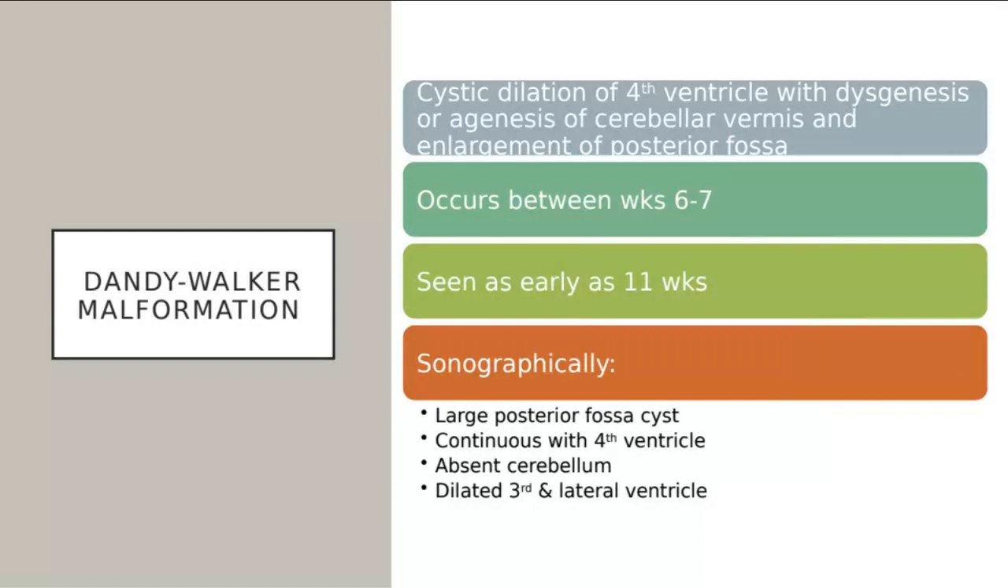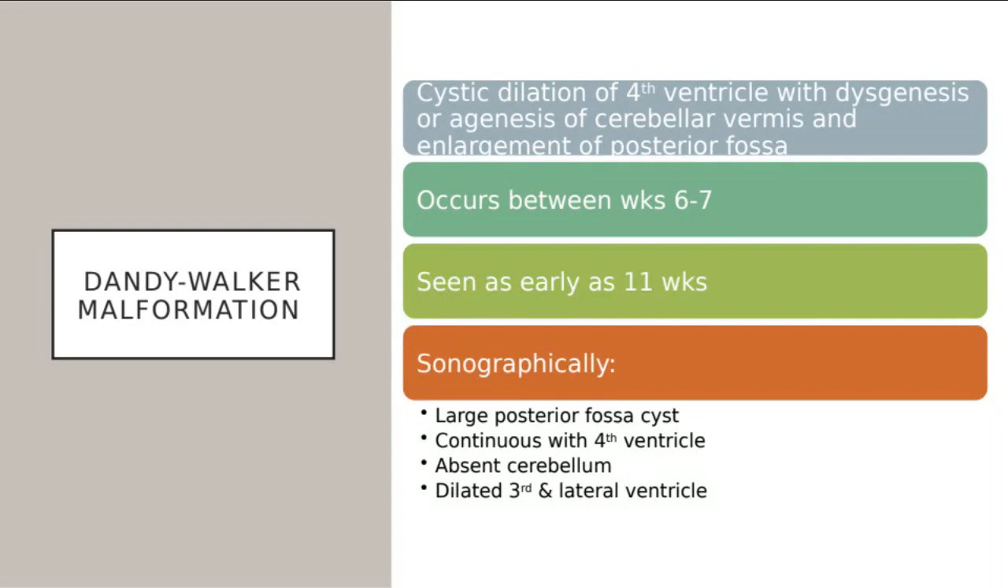Next, we have Dandy-Walker malformation. This is one of those conditions that has a lot going on. Now we're moving away from some of the individual abnormalities that we can see, and now we're coupling some things together for very common conditions. So Dandy-Walker malformation is when we have dilation of the fourth ventricle with dysgenesis, or lack of development, of the cerebellar vermis. And then we also see the posterior fossa as really enlarged.